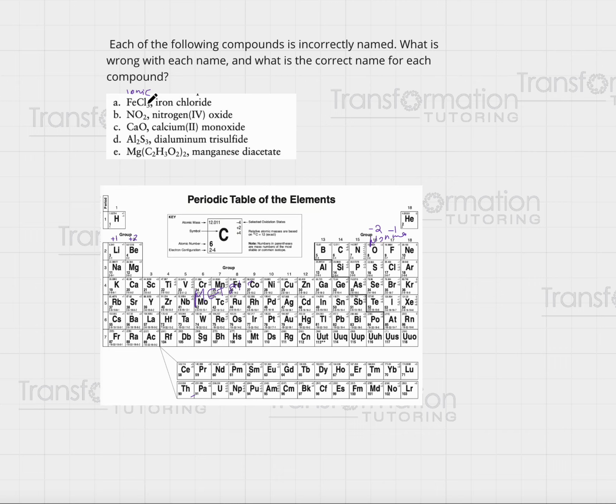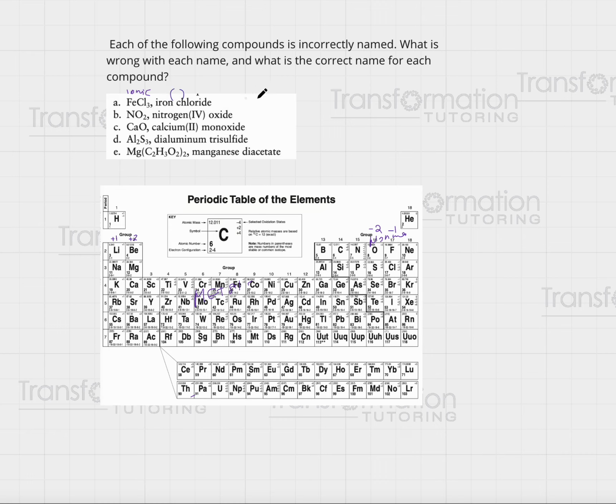How do we name ionic compounds with a metal and a nonmetal? We write the name of the metal, so iron, and then we write the name of the nonmetal ending in "ide," chloride. You would think that this name is correct, but there is something missing here. What is missing? If we have a transition metal, which are metals located over here, they have multiple charges or multiple oxidation numbers. We need to specify the oxidation number for our transition metal inside the parentheses as a Roman numeral. So here we have a Roman numeral missing.